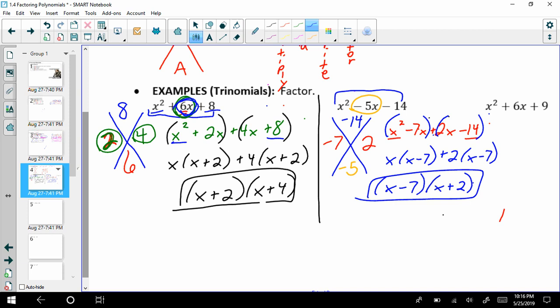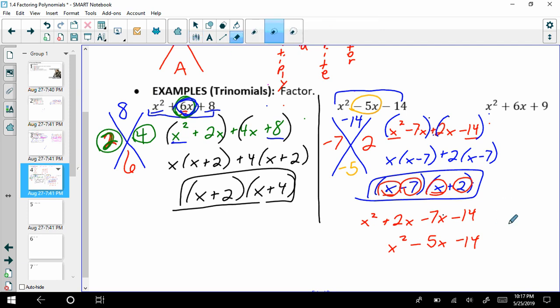You may have noticed that factoring is the exact opposite of FOILing. If you really wanted to check your answer, if you thought, man, I don't know if I did this right, you FOIL it back together. So first times first would be x squared, outer times outer would be 2x, inner times inner would be negative 7x, and last times last would be negative 14. If I combine like terms, notice it's the exact same as what I started out with. That's the way you can double check your answer if you don't think you factored it right. We're breaking it back apart.